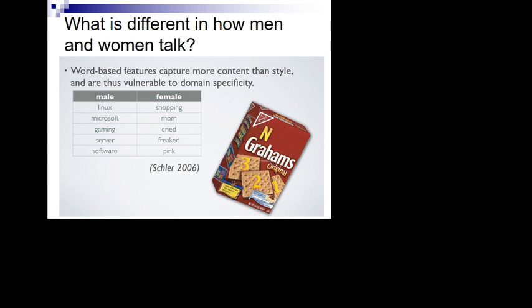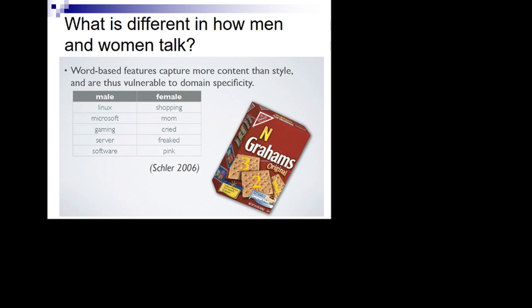So the paper was applied to a data set that was this blog authorship corpus. I think it's even one of the data sets that you can get on Canvas if you look at the sample data sets. So it's something that you could use for your project if you ended up wanting to do that. In this paper, we just looked at a subset of that data.